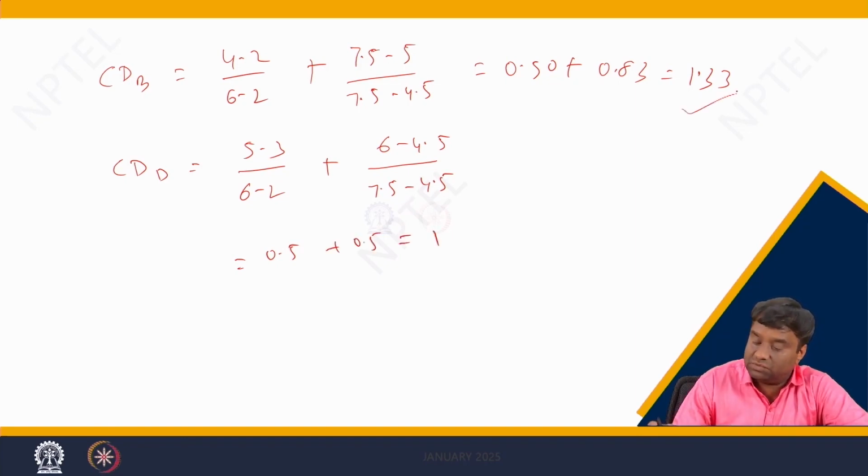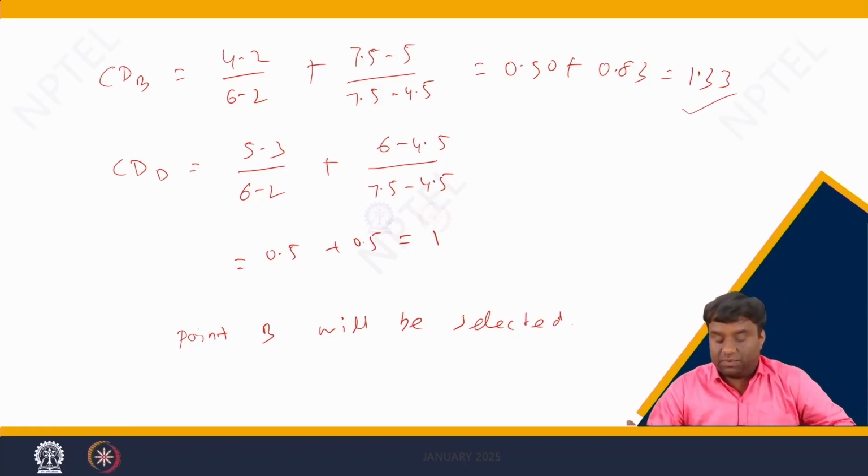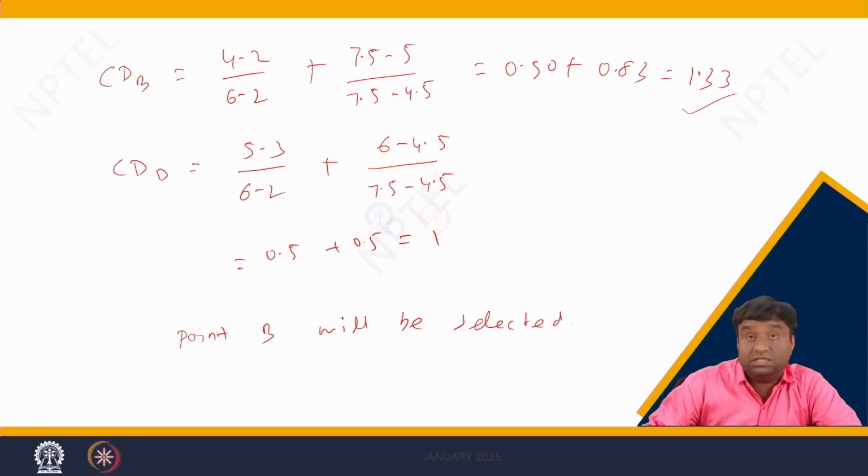So your crowd distance is more, so that is a less crowded area. So you can say that point B will be selected. Point B will be selected. Okay, so that is the concept of the crowd distance mechanism.